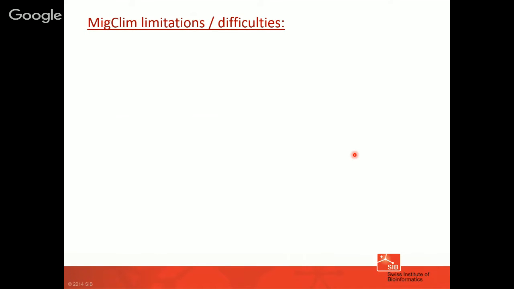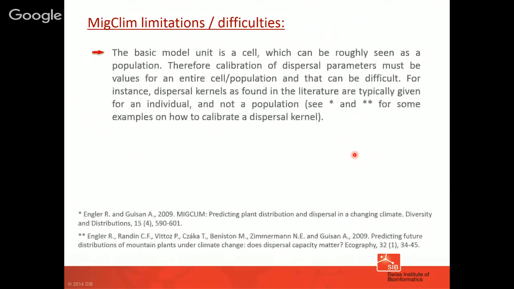Before moving on to the hands-on example, I also want to mention some of the limitations and the problems that you encounter when using MIGCLIM. So really the most difficult thing when you're using MIGCLIM is that the basic unit of the model is a cell, so a pixel of your grid. And basically, you could see this basic unit as a population. So this means that when you calibrate your model, so for instance, a dispersal kernel or the probability to produce long distance dispersal event or the probability for propagule production, you should, in theory, calibrate this as if it corresponds to a population or to a cell and not an individual.